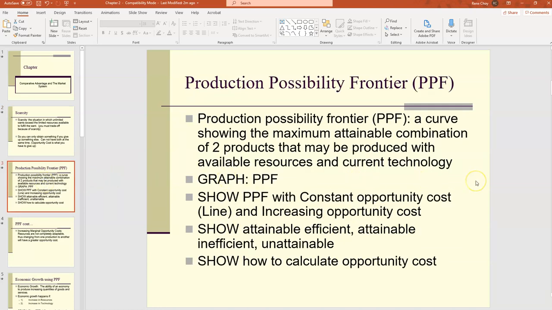The production possibility frontier is a model that allows us to talk about that in a little bit more detail. The production possibility frontier is basically a curve showing the maximum attainable combinations of two products that may be produced with available resources and current technology. So let's go ahead and graph it.